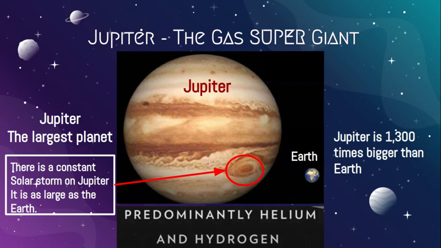Jupiter is predominantly helium and hydrogen, as is Saturn, the gas giants. Helium and hydrogen, gas. These are both gases.